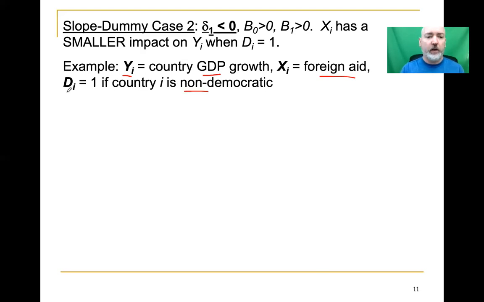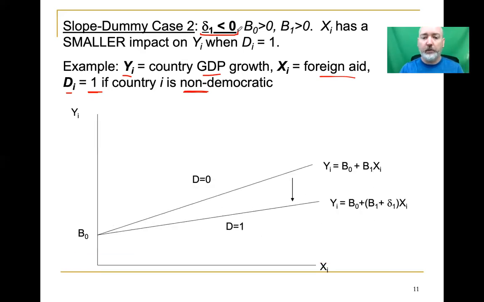So if country i is a non-democratic government, the value of the dummy variable takes on the value 1, and that's going to be our treatment group. And the expectation would be, perhaps, that the foreign aid inflow is going to be less effective. The marginal effect on GDP growth is going to be smaller, and it would look something like this, right? So we have a steeper line for the control group, a flatter line for the treatment group. Cool.